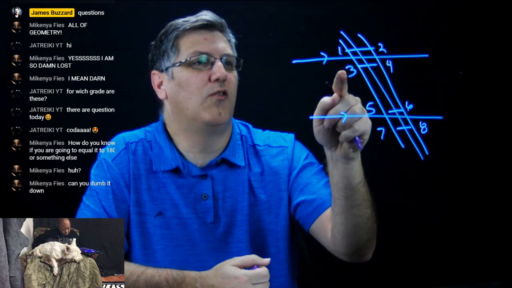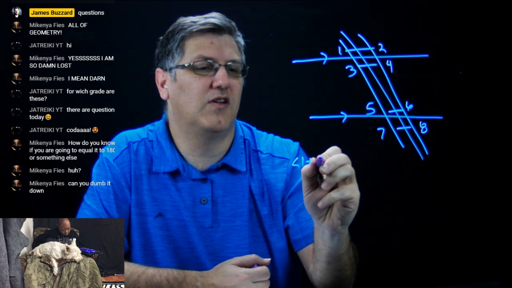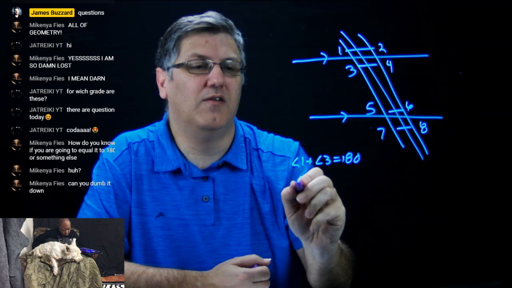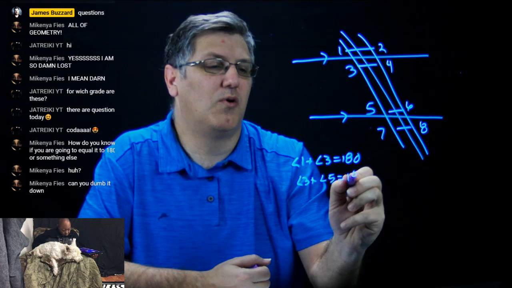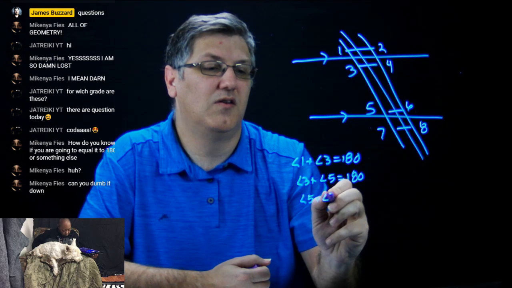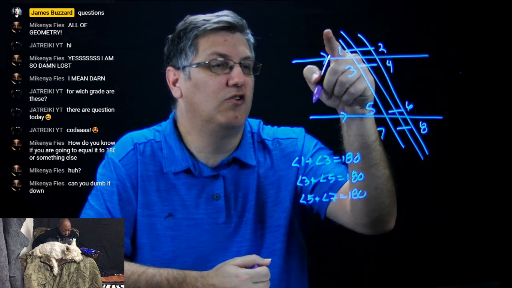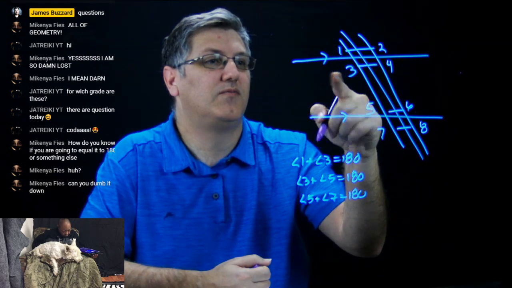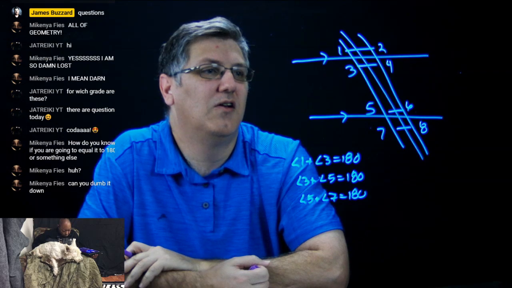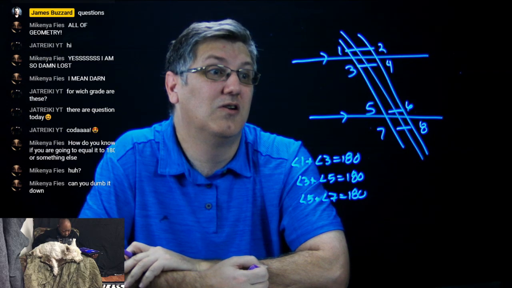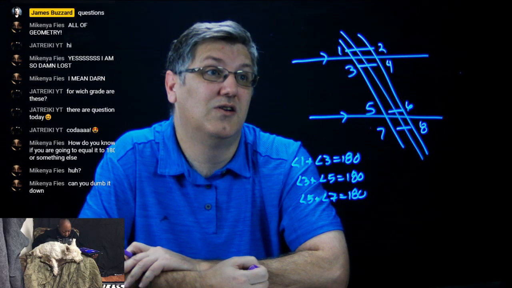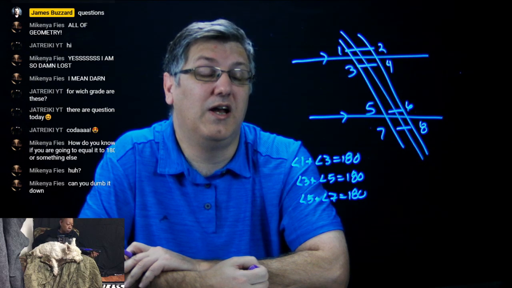All right, let's look. 1 and 3 are on the same line, so angle 1 plus angle 3 equals 180 degrees. Angle 3 and angle 5 are on the same line, equals 180 degrees. Angle 5 and angle 7 are on the same line, 180 degrees. So I just do a straight line through 1 and 3. But then, I can't do that because 1 and 5 are not equal to 180. They have to be consecutive, next to each other, except for the fact that 1 and 7 would equal 180. Nope, that doesn't work either.